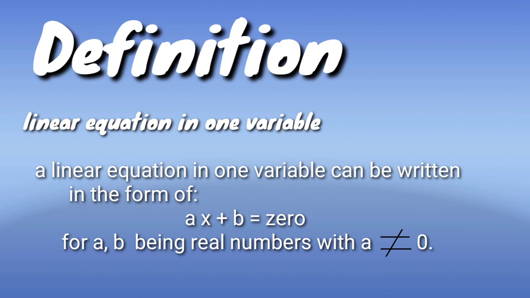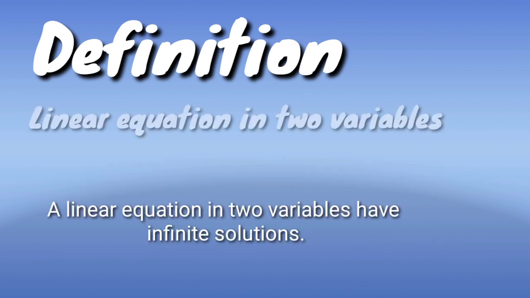A linear equation in one variable can be written in the form of ax + b = 0, for all a, b being real numbers with a not equal to 0. Linear equation in two variables. A linear equation in two variables has infinite solutions.